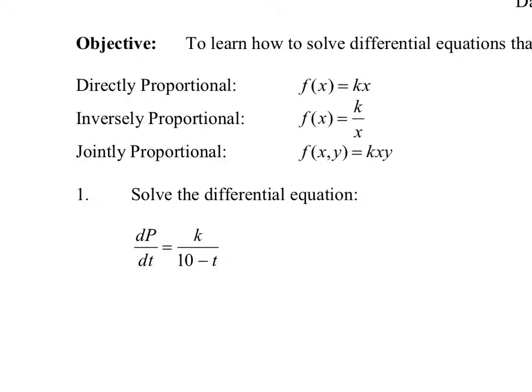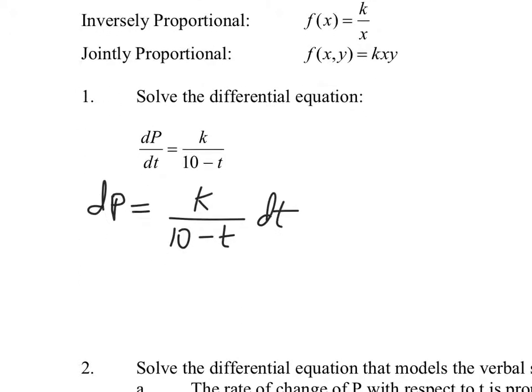All right, so I have pretty much everything the way I want it. dp would be equal to k over 10 minus t dt. Integrate both sides, and you get p equals, well, I would hazard a guess that it's a natural log of 10 minus t, but what would be the derivative of the natural log of 10 minus t?